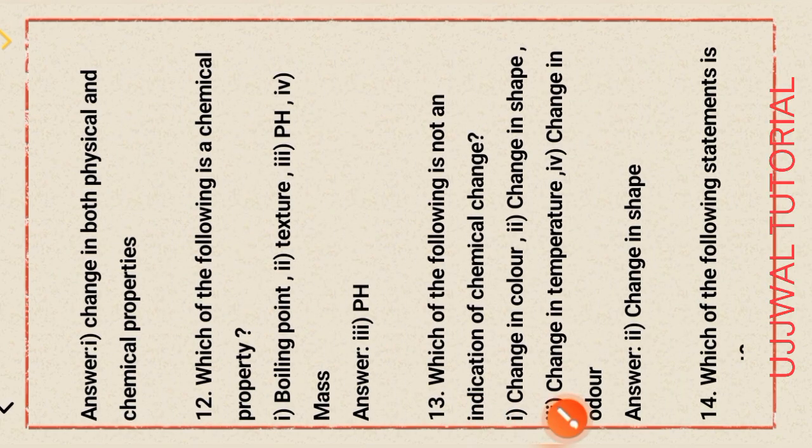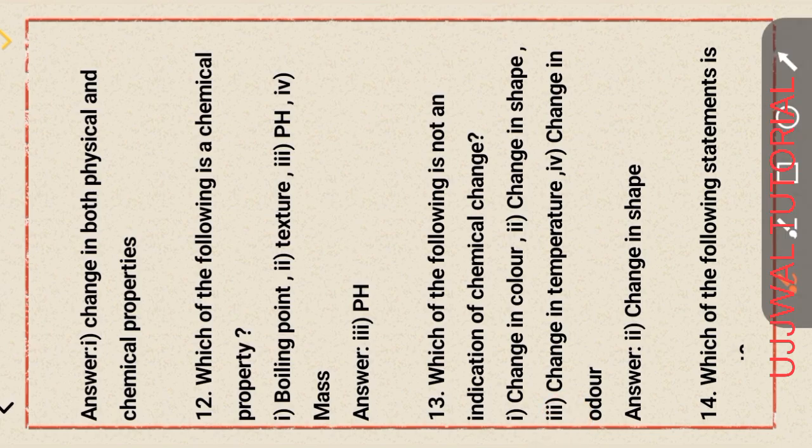Which of the following is a chemical property? That is pH. What is the pH? pH is the measuring scale of acid and base. Okay, this is the property of chemical property, chemical changing property.